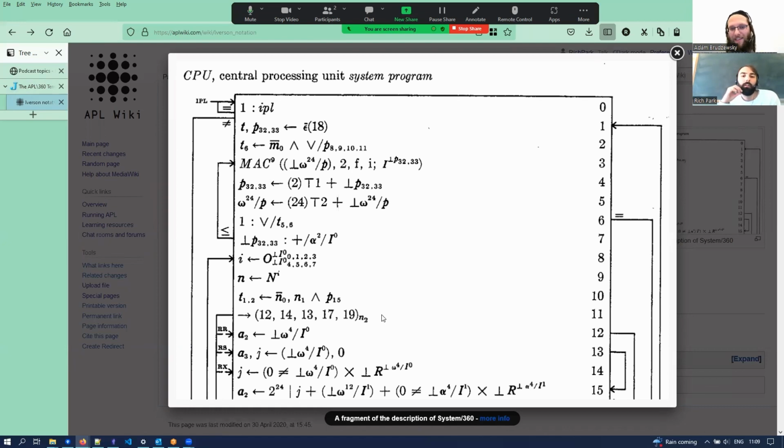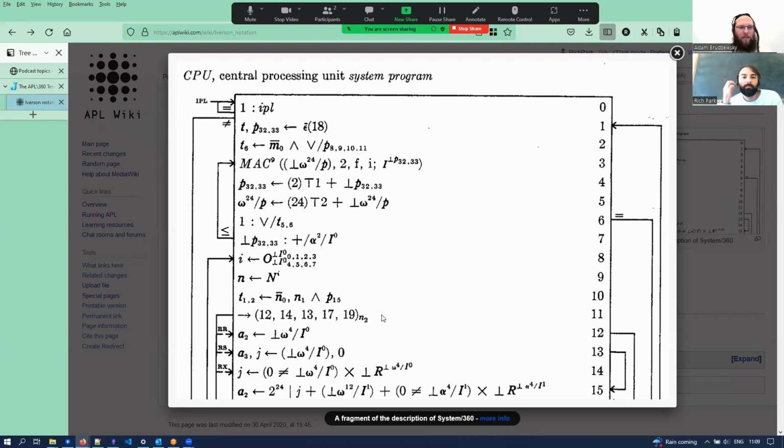Subscript N, subscript 2. Second element of N? I think so. And then it uses that to select one of 5 lines to go to. So this is, I mean, and there are a few other examples here. You can have a subscript to a superscript and things like that. And it gets a bit ridiculous.